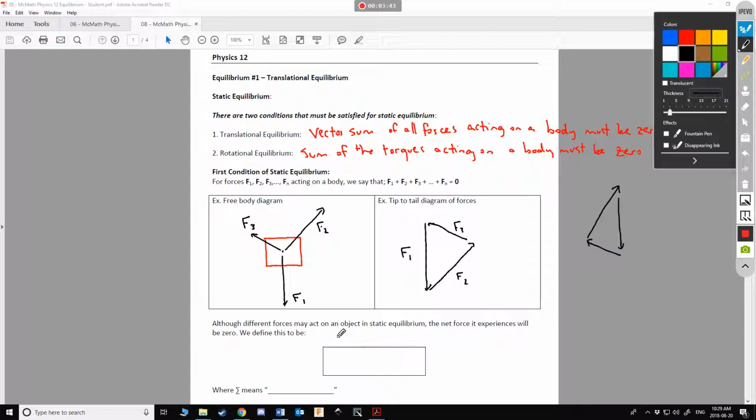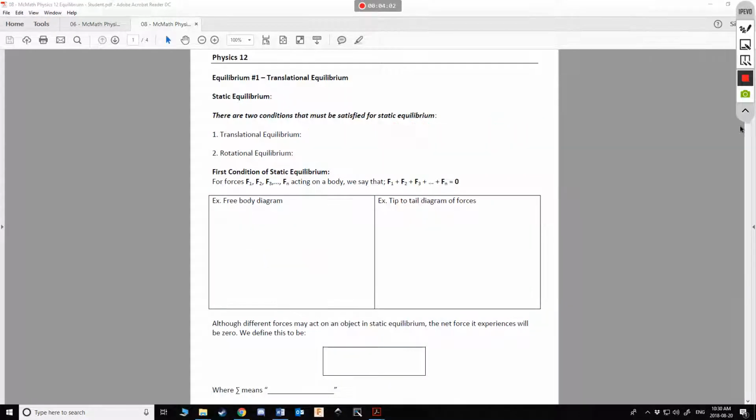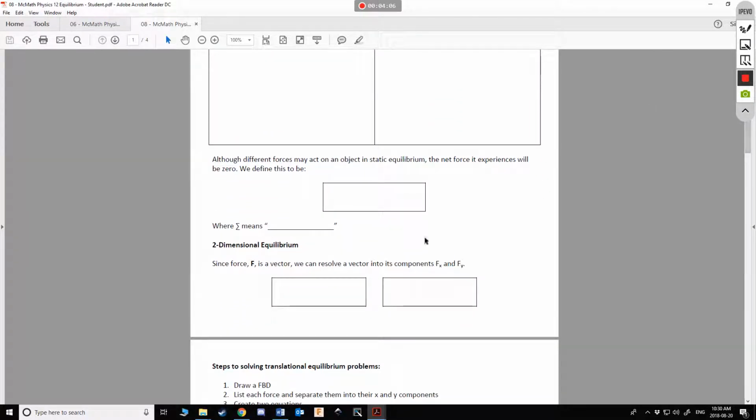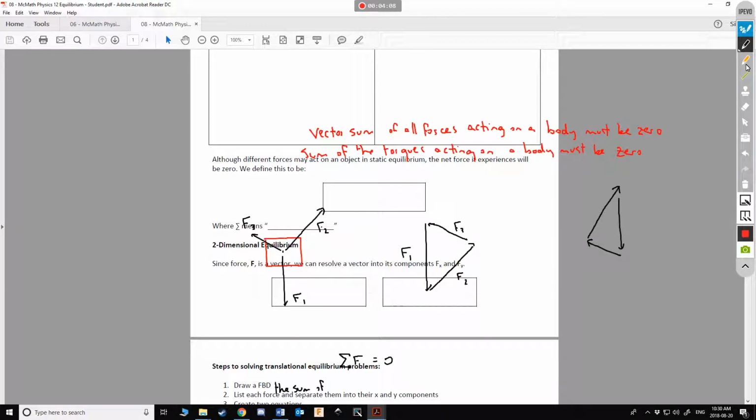We define this to be, here's our first one. This is the mathematical symbol for sum. The sum of the forces is equal to zero. This means the sum of. And that's just for two-dimensional equilibrium.